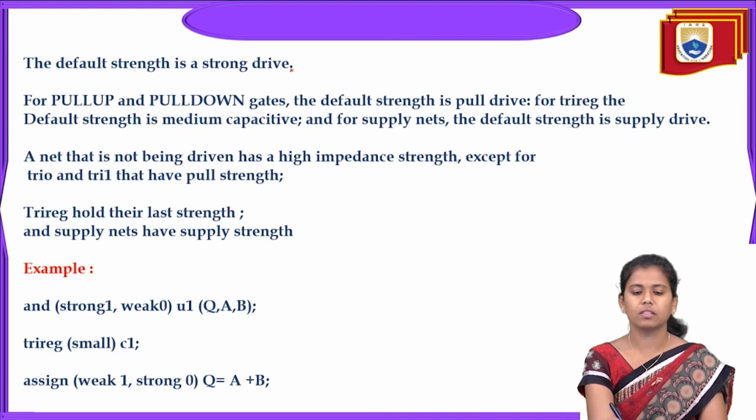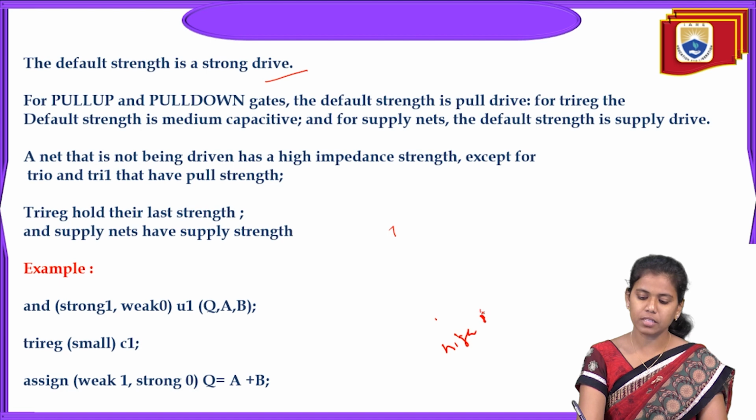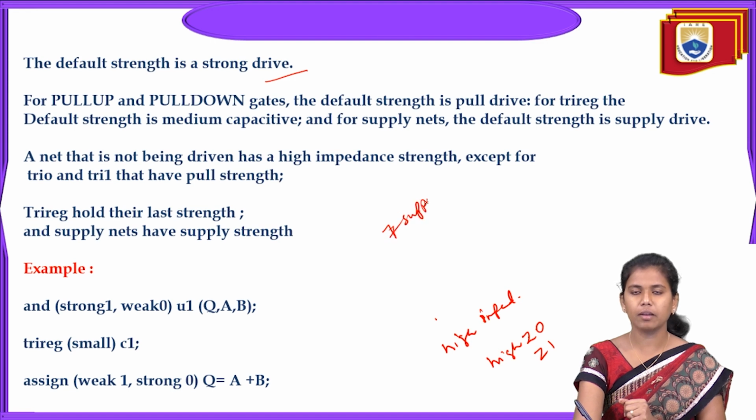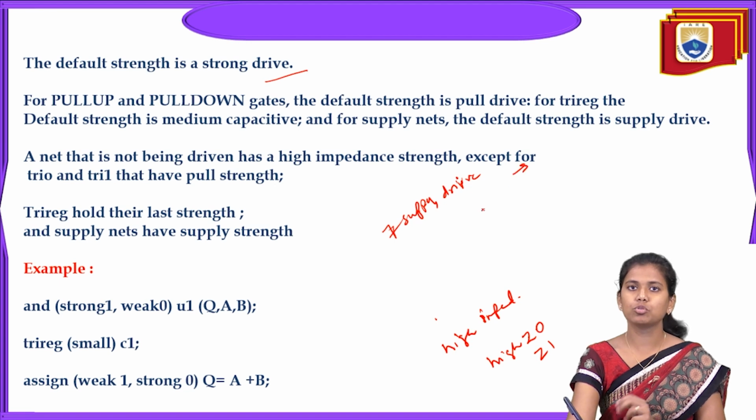Coming to the default strength. The default strength is a strong drive. Just now we have seen the strength levels, right? 7 to 0. So 0 is nothing but the high impedance, and for high impedance we make use of the keywords high Z0 and high Z1, and 7 is nothing but the supply drive. So for this supply drive, we make use of 2 keywords, that is supply 0 and supply 1.